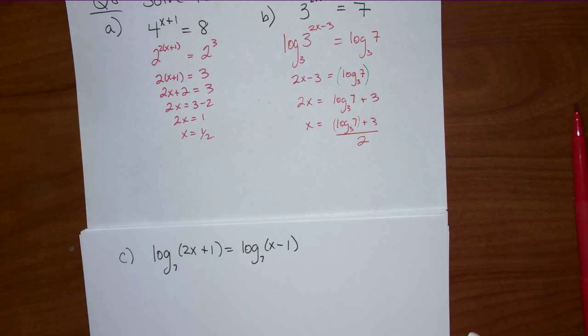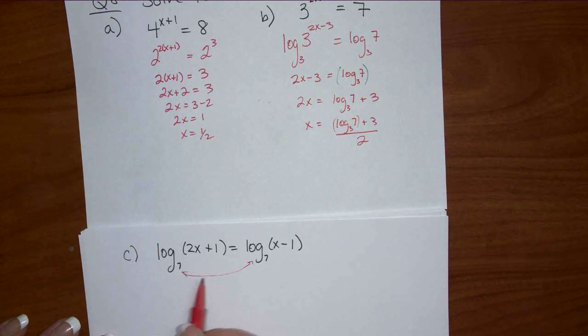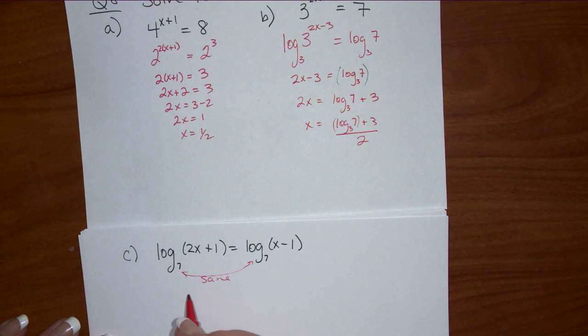Okay, so the next is log, but the log on each side has the same base and there's nothing else, no other terms. So what do we do? These are the same base, so we can just, not really even cancel them, just ignore them because they're already equal, so the inside of the brackets would have to be equal. So 2x minus x equals minus 1 minus 1.